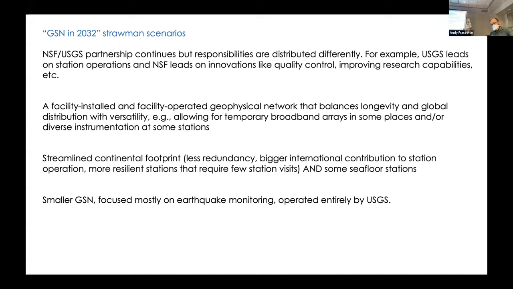And then there is a scenario here where there's a smaller GSN focused mostly on earthquake monitoring that's operated entirely by the USGS.